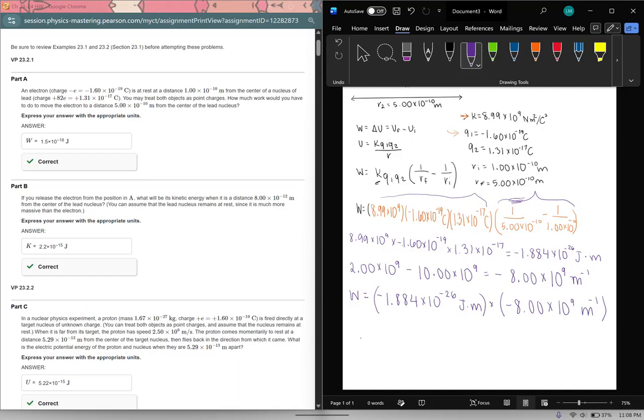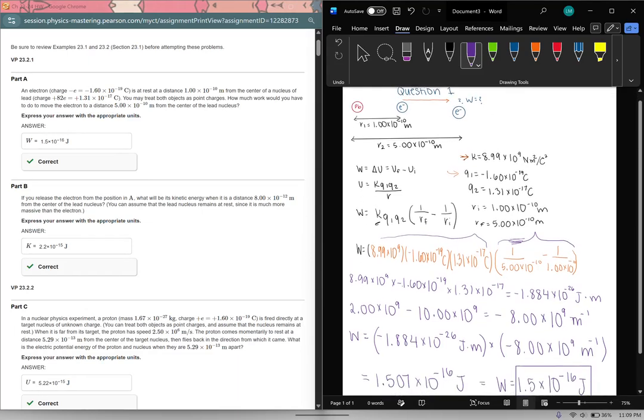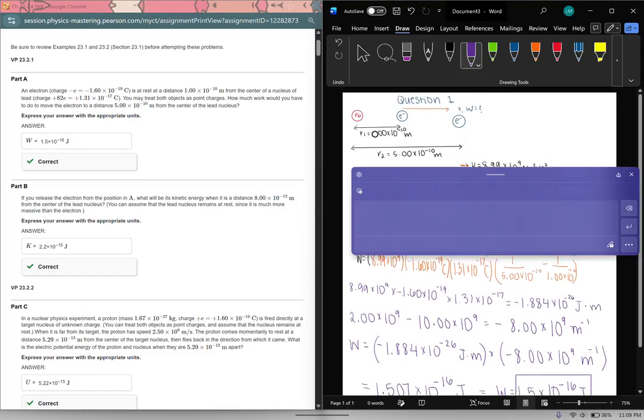And I got my answer as, I'm going to round it, 1.507 times 10 to the power of negative 16 joules. But if you're going to round it for the workbook, it's going to be 1.5 times 10 negative 16 joules, and that's how I got my answer for number 1. I hope I explained it pretty well in depth.